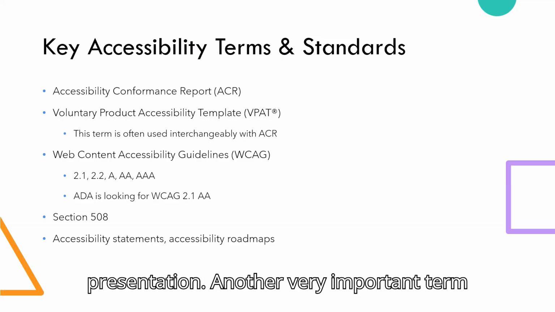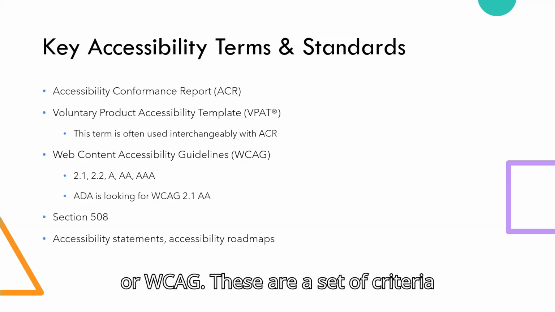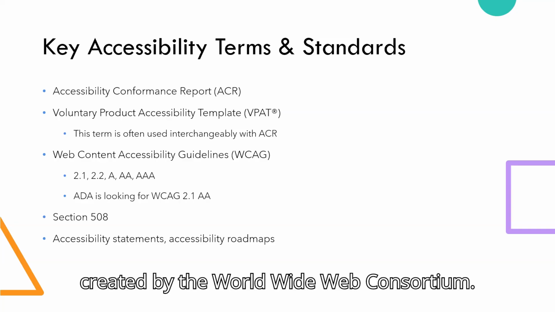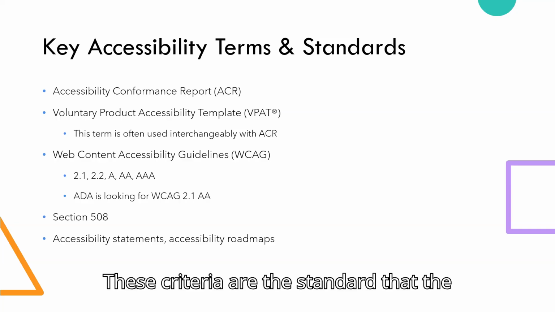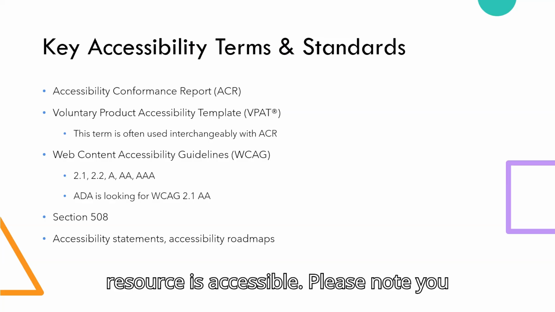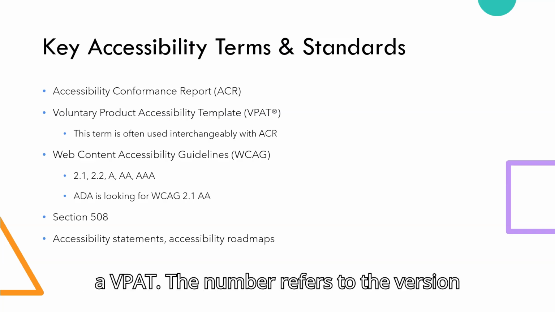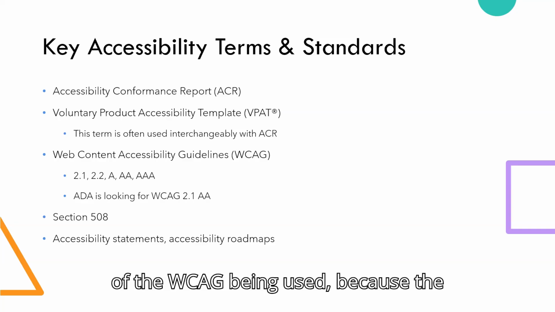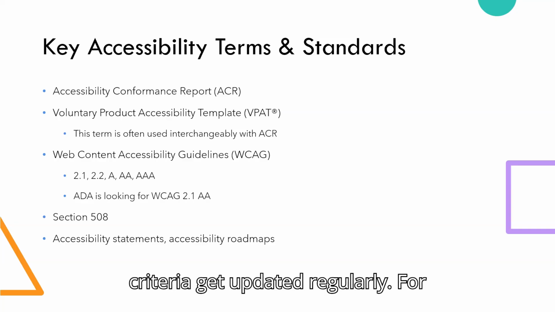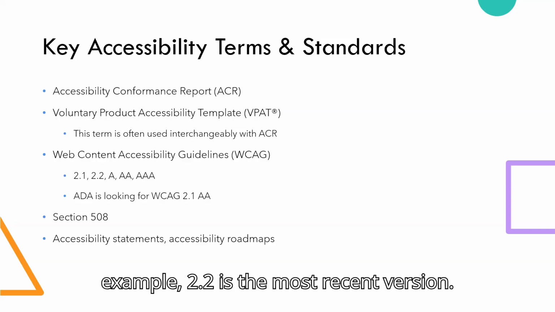Another very important term is Web Content Accessibility Guidelines, or WCAG. These are a set of criteria created by the World Wide Web Consortium. These criteria are the standard that the ADA is using to evaluate whether a resource is accessible. Please note you will generally see numbers and letters after the WCAG acronym when it appears on a VPAT. The number refers to the version of the WCAG being used because the criteria get updated regularly. For example, 2.2 is the most recent version.